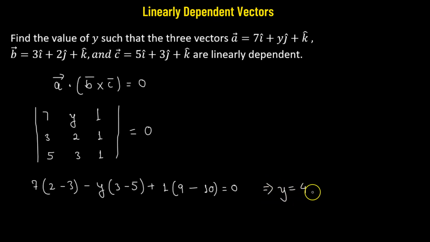Now this is a fairly simple equation, and when we solve for y, we will get the value 4. So this is the value of y for which the three vectors are going to be linearly dependent.